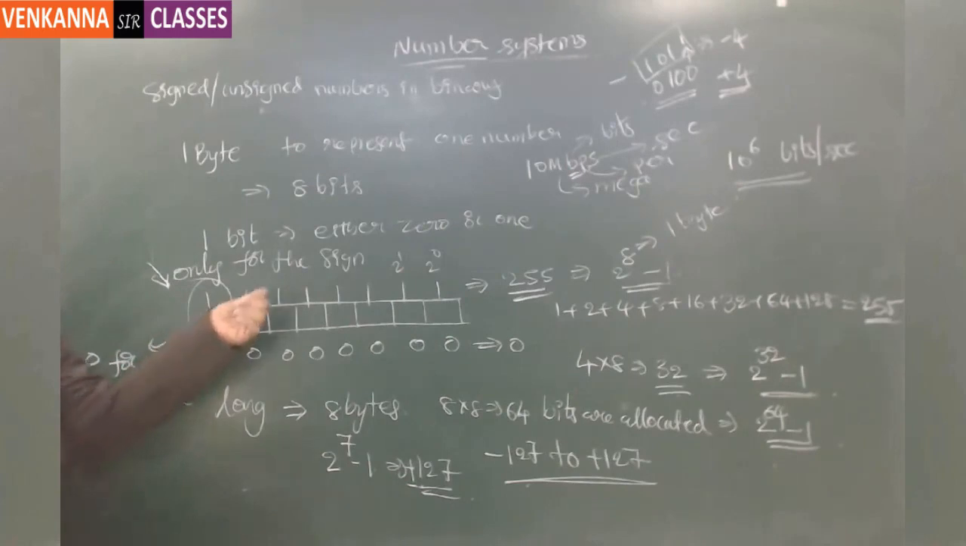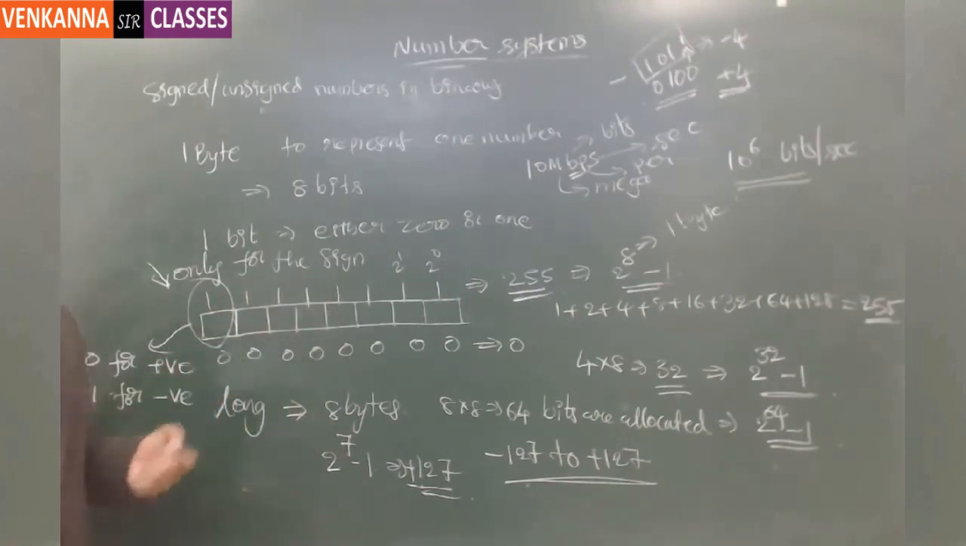Earlier, you tried representing up to 255. But now we have only the range up to 127. So the range got reduced. This is one disadvantage. And another disadvantage is the zero value.